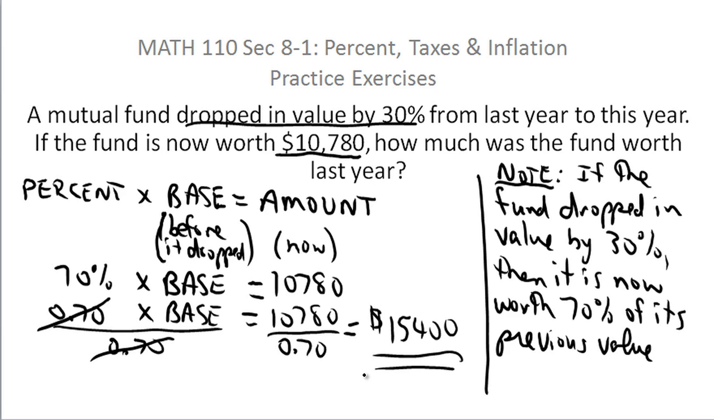And look, it makes sense. It started out being worth more, it dropped in value by 30%, and went down to 10,780. Make sure you think through your answers after you get them and make sure that at least they are logical. The answer you get should be higher because the fund was worth more a year ago. A 30% drop means it's 70% remaining. So 70% of what it used to be is what it's worth now. Make sure you understand that.